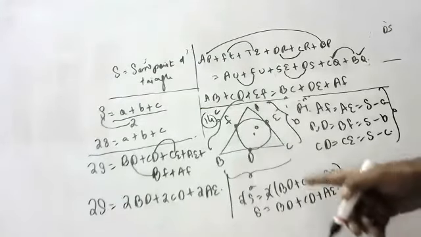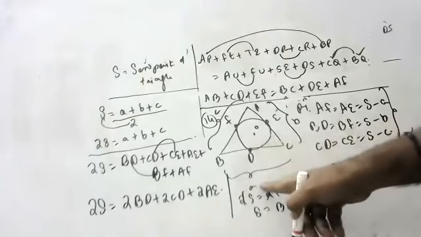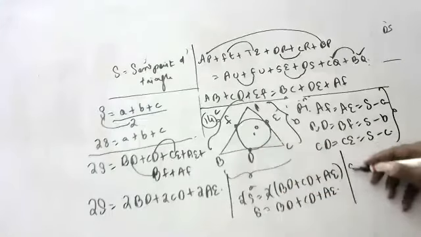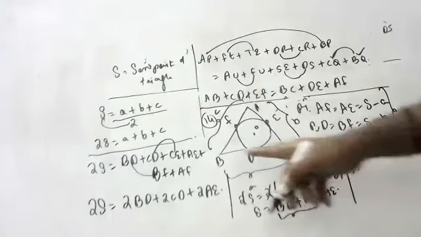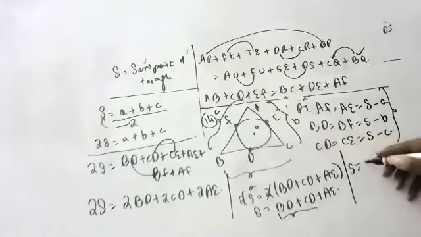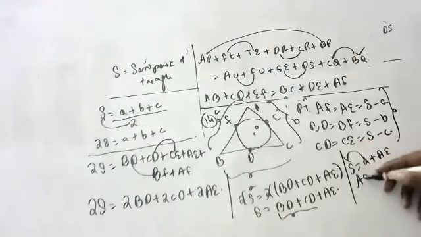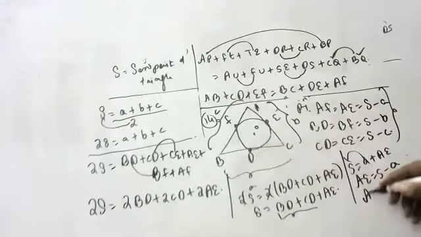Now who is a? BD plus CD is what? BC, sir. BD plus CD is a. So S is equal to a plus AE. a goes over here, so AE is equal to S minus a. AE and AF are equal, as we already know, so AF is also S minus a. Are you able to understand? Yes, sir, I understood.